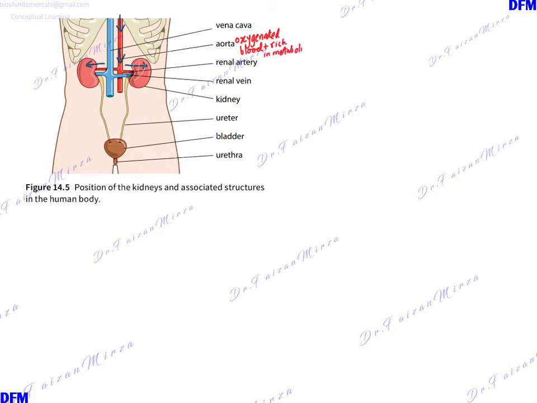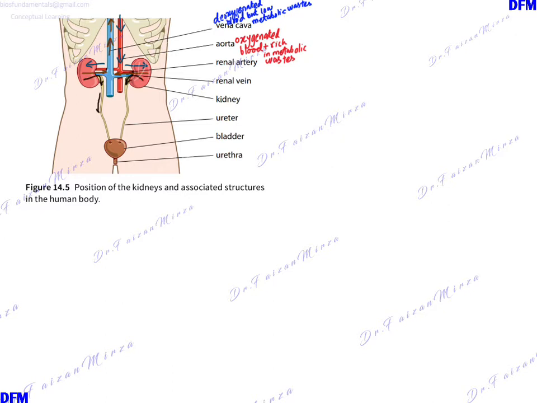So once the blood comes here, although the kidney cells are provided with oxygen, the metabolic wastes are also removed and blood gets filtered. The filtered blood, which is deoxygenated now, having a low quantity of metabolic waste, is sent out through the renal vein and goes back to the heart through the vena cava.